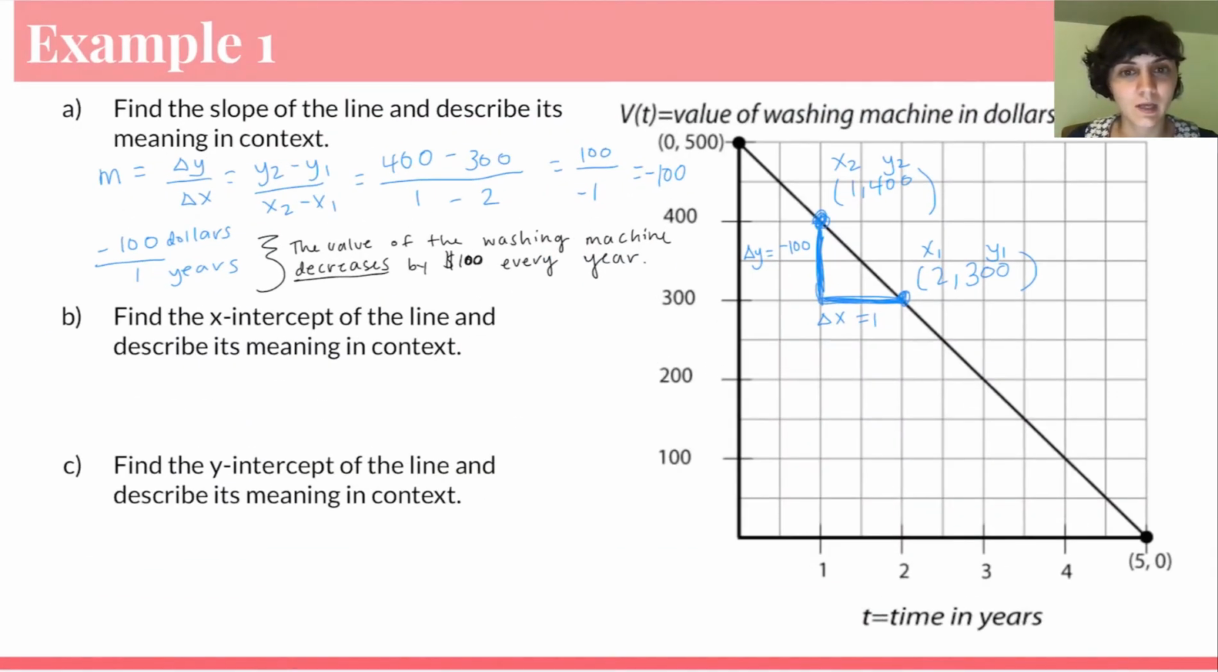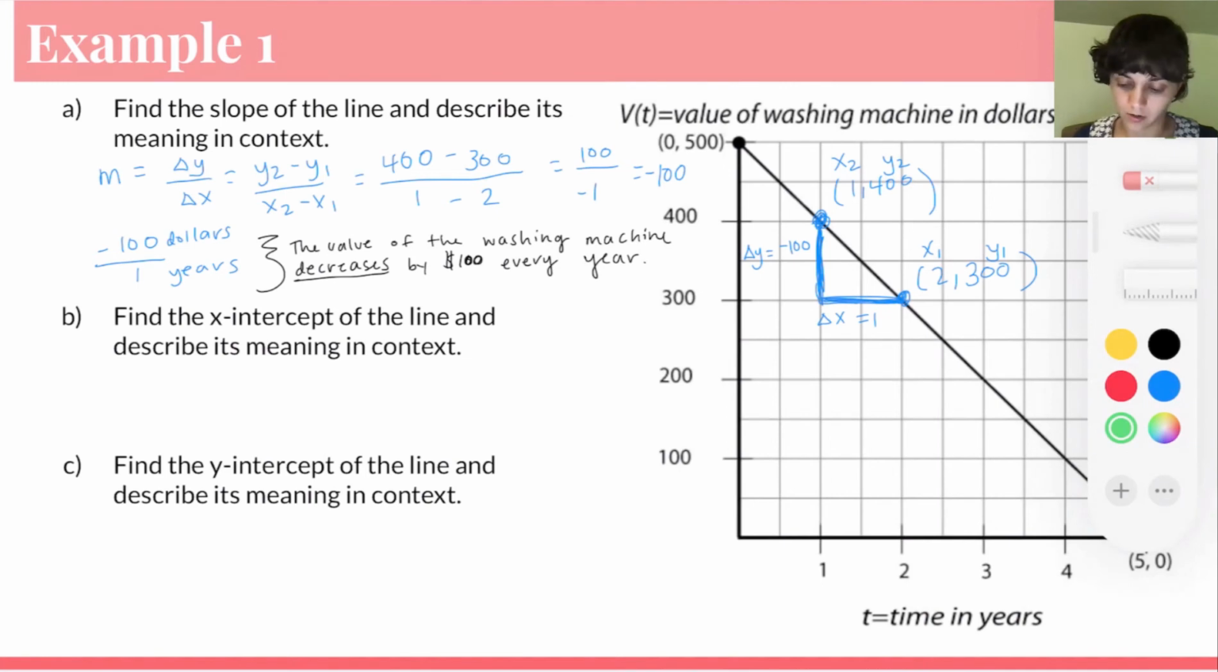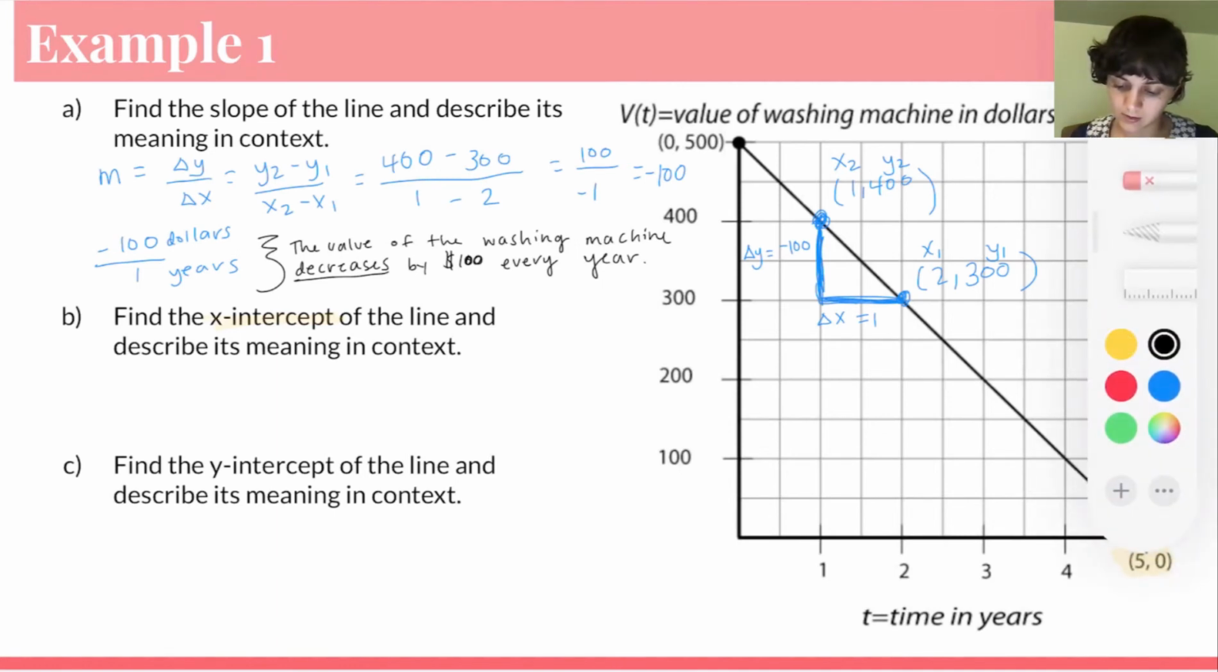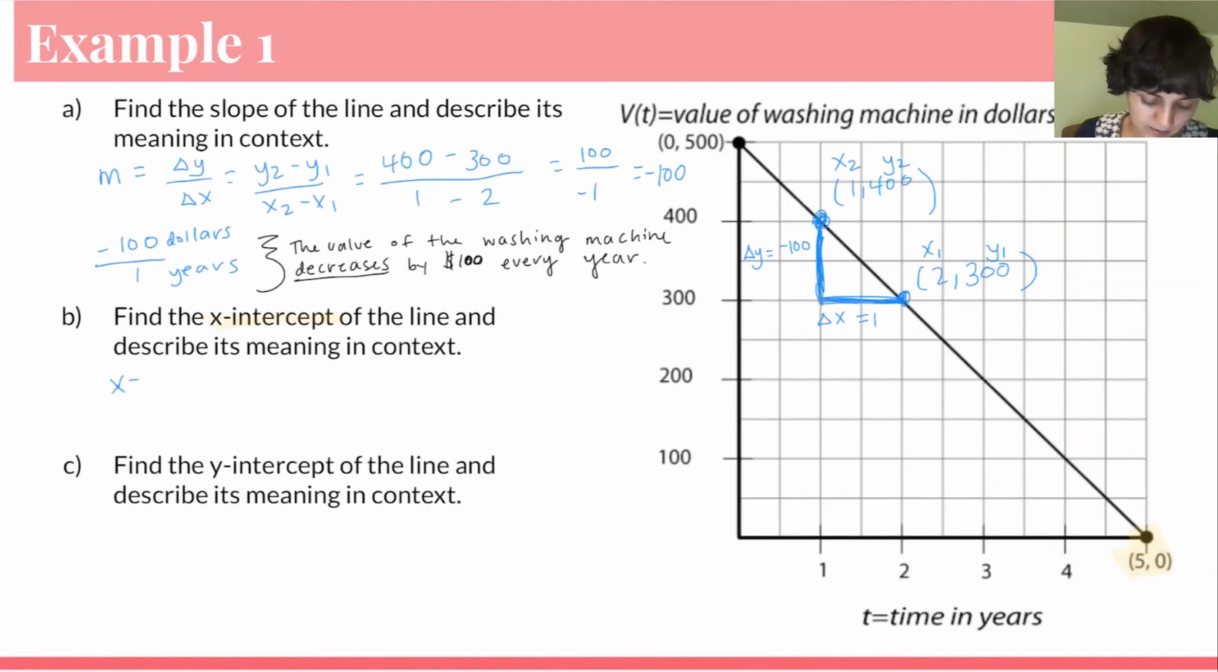Cool. Alright, now it wants me to find the x-intercept of the line and describe its context and meaning. So let's use color coding. My x-intercept I will highlight in yellow. It's right here where we cross the x-axis. So I will say the x-intercept is equal to 5. The value of x is 5 at the intercept.